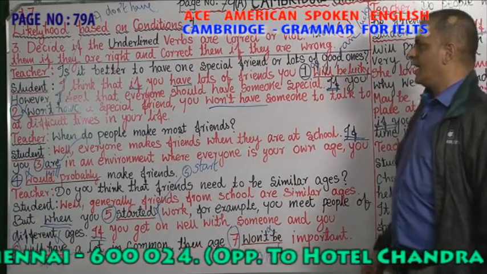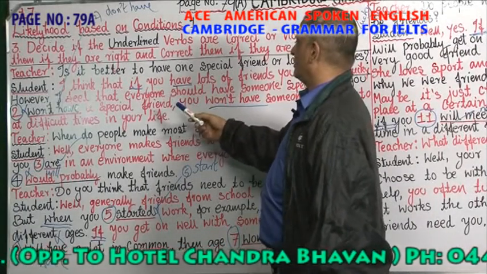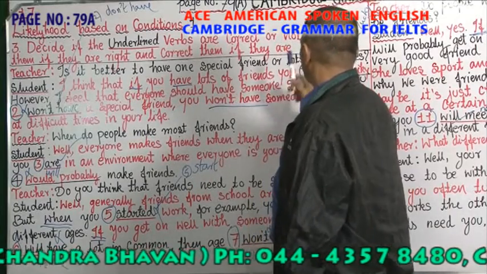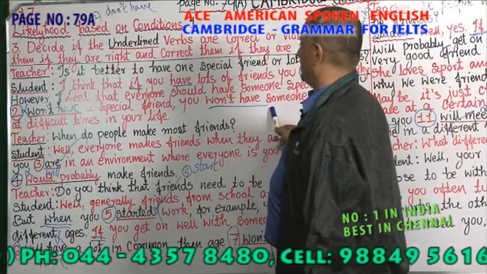It is a truth. However, I feel that everyone should have someone special. "If you won't have" is wrong. What is the answer? If you don't have a special friend, you won't have someone to talk to at difficult times. So it is the possibility.